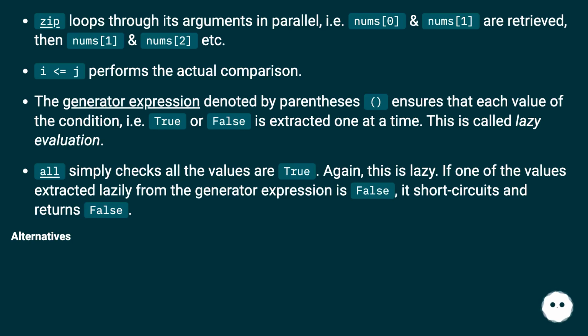All simply checks all the values are true. Again, this is lazy. If one of the values extracted lazily from the generator expression is false, it short-circuits and returns false. Alternatives.